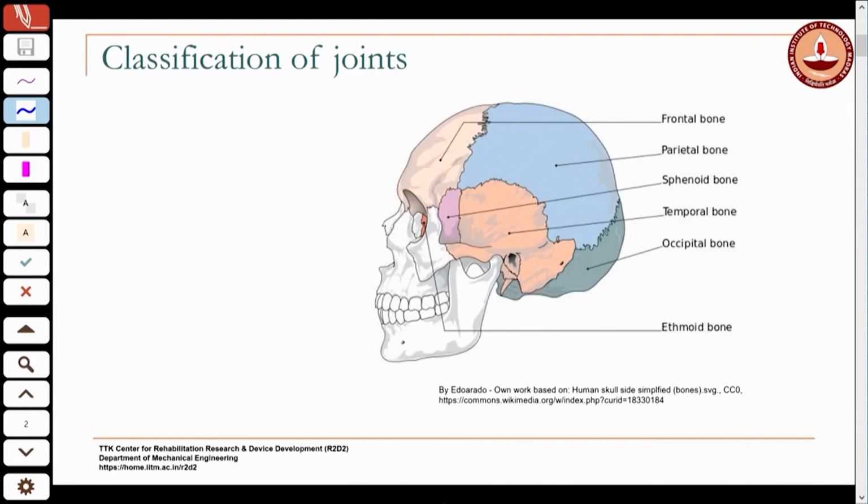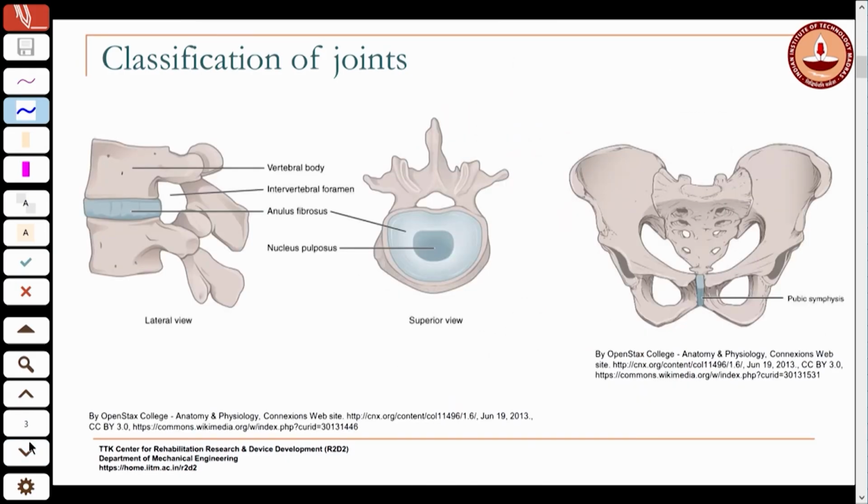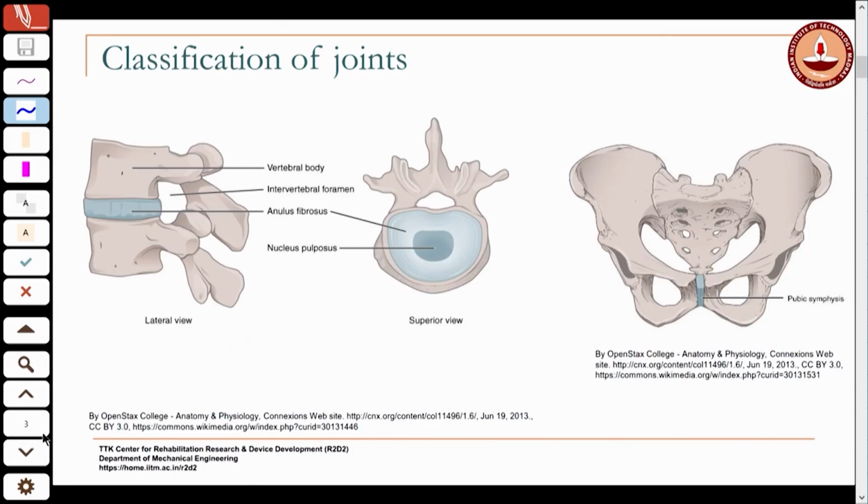Last class we looked at the classification of the joints. Based on the construction of the joint, the first is the fibrous type, such as the ones found in the skull, which allow basically no movement between the bones. The second type, which allows a little bit of movement, is the cartilaginous joints, like the thick fibrous cartilage between the vertebrae and also the pubic symphysis, which allow a little bit of movement, but still it is not a whole lot.